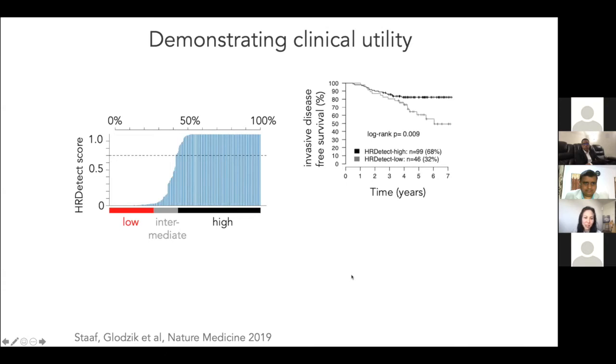Okay, so importantly, does it prognosticate? Does our algorithm prognosticate? So we've got here a Kaplan-Meier plot. In black are all the patients with high scores, and in gray are all the patients with low scores. And as you can see, the patients with high scores are the ones that do well on standard of care.